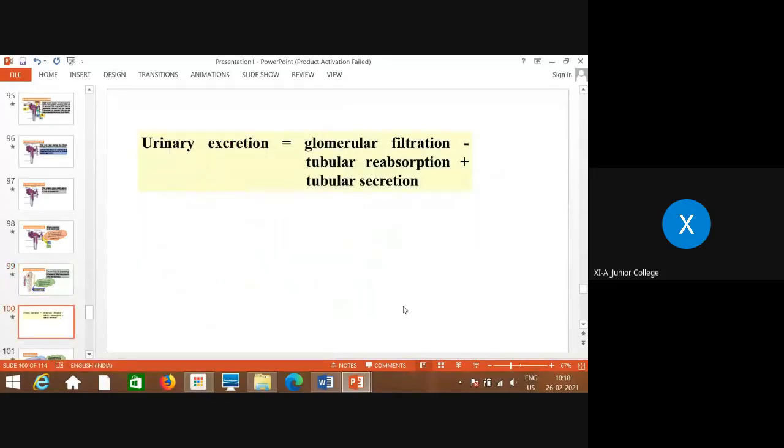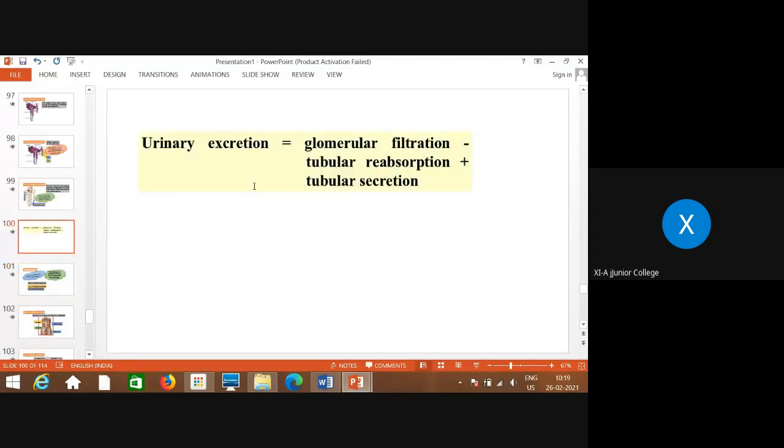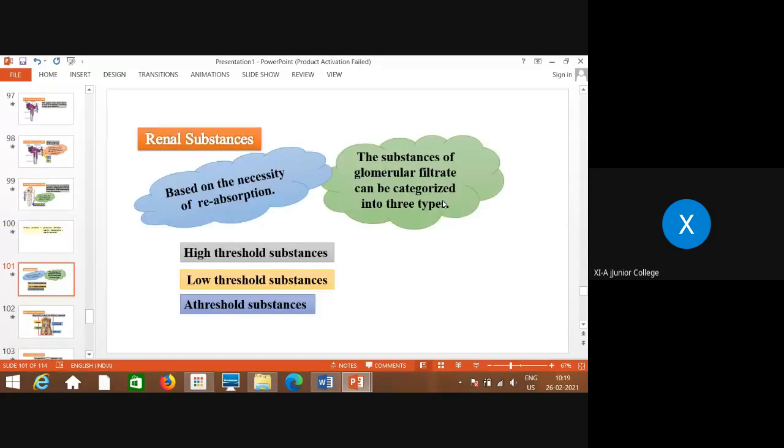So remember that urinary excretion is nothing but glomerular filtration minus tubular reabsorption plus tubular secretion. Whatever is shown here is shown in a short way in this equation. That is, urine is formed through glomerular filtration minus tubular reabsorption plus tubular secretion, which I will explain with the help of your textbook later.